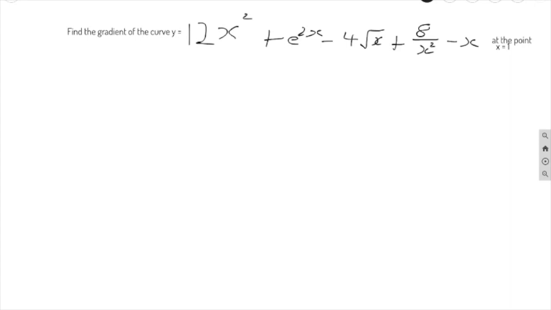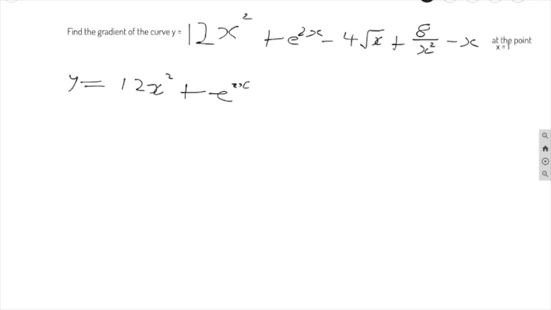All right, welcome back. Hope you've given it a go. If you haven't, that's okay. We'll go through it together now. So first things first, step 1 is put everything into index form. We have y equals 12x squared, which is already in index form, so that's great. We can keep it as is, 12x squared. e to the 2x is also in index form, so we can keep that as is.